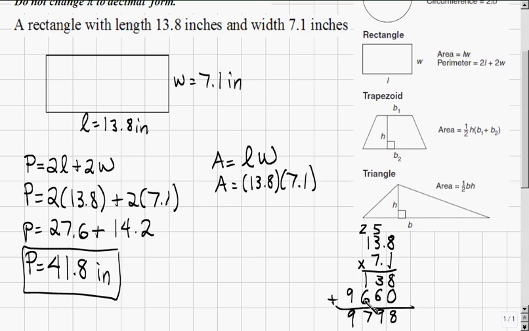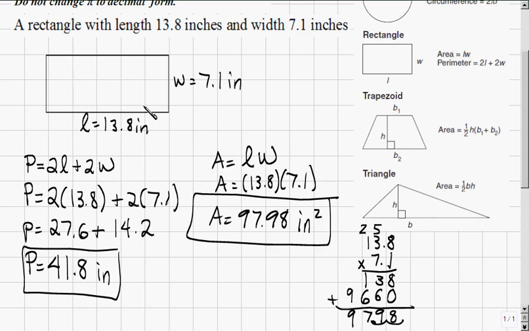Finally, since we have two numbers behind the decimal point, we'll move an imaginary decimal point behind our answer twice to the left. So our area becomes the answer 97.98. And since area is measured in square units, the material inside the rectangle, we'll write this as 97.98 square inches. And that's our answer for the area of this rectangle.